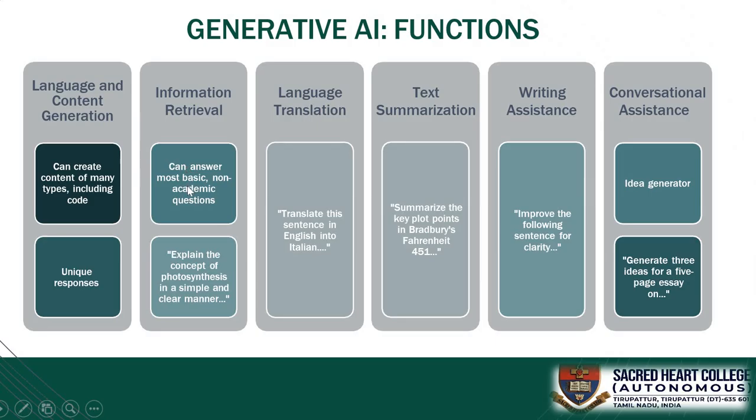It can explain the concept of photosynthesis in a simple manner. Language translation translates text between different languages. Next is text summarization, which summarizes the text. Then writing assistance to improve the sentence, and conversational assistance to generate ideas for a 5-page essay. So it acts as an idea generator. It generates three ideas for a 5-page essay.